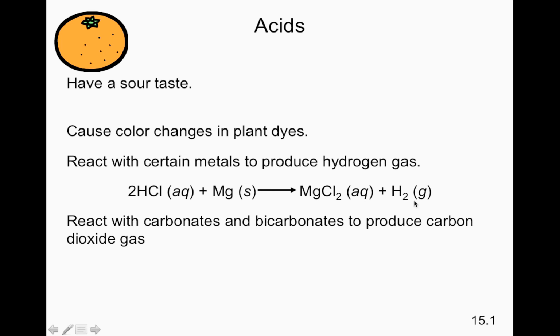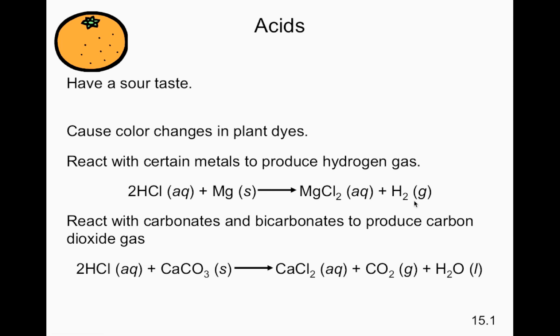You can also react acids with carbonates and bicarbonates to produce CO2 gas. And here's an equation showing hydrochloric acid reacting with calcium carbonate. We're getting calcium chloride, CO2, and water produced. And acids also are electrolytes. Now, strong acids are strong electrolytes, and weak acids are weak electrolytes.